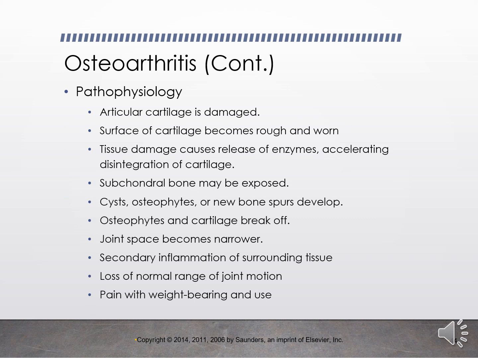The pathophysiology includes the articular cartilage is damaged. Surface of the cartilage becomes rough and worn. Tissue damage causes a release of enzymes that accelerate the disintegration of that cartilage. The subchondral bone might even become exposed. We might develop cysts, osteophytes, or new bone spurs. Osteophytes and cartilage might break off and the joint space becomes narrower. And then that osteophyte and cartilage breakoff can lead to secondary inflammation of the surrounding tissue. All of this will lead to a loss of normal range of motion and pain with weight-bearing exercises and even use of the joints.